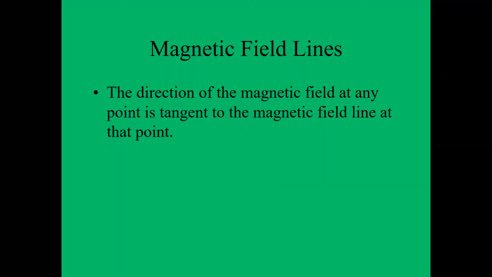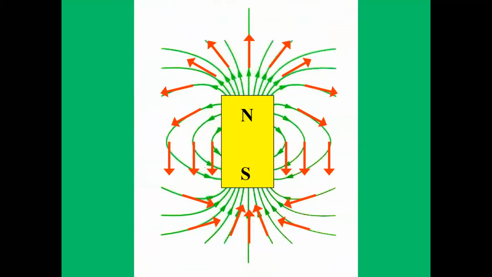The direction of the magnetic field at any point is tangent to the magnetic field line at that point. So this is what tangent means. I told you about the terminology tangent when we were discussing circles.